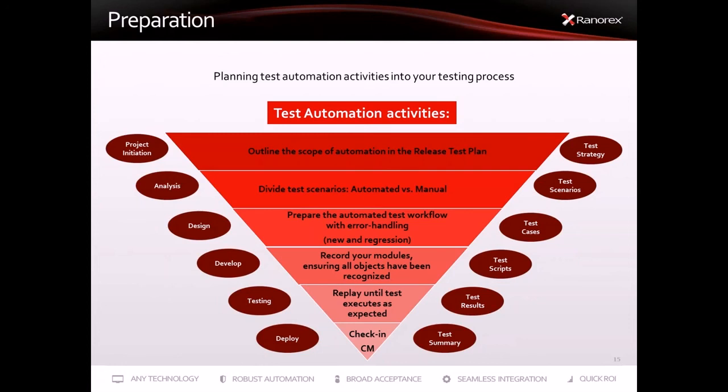Because you should have some portions in there to say, what automated tests are you running? Which ones are you going to create for that specific release? Work with your functional test team on that. And for the functional testers, work with your automation professionals to get the scope of what they're going to be doing for that release. Divide test scenarios, automated versus manual.